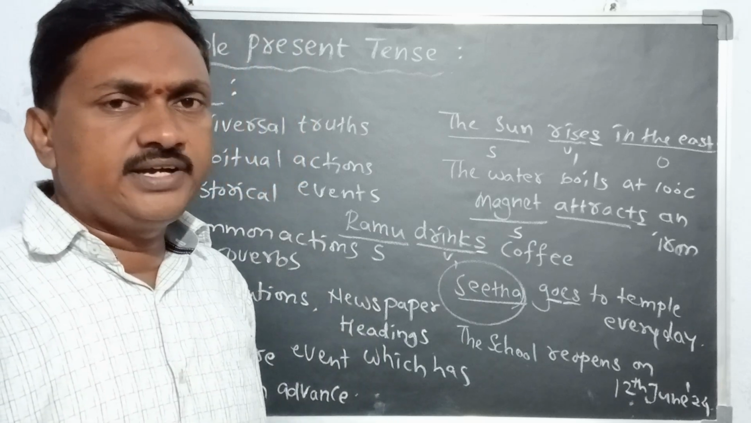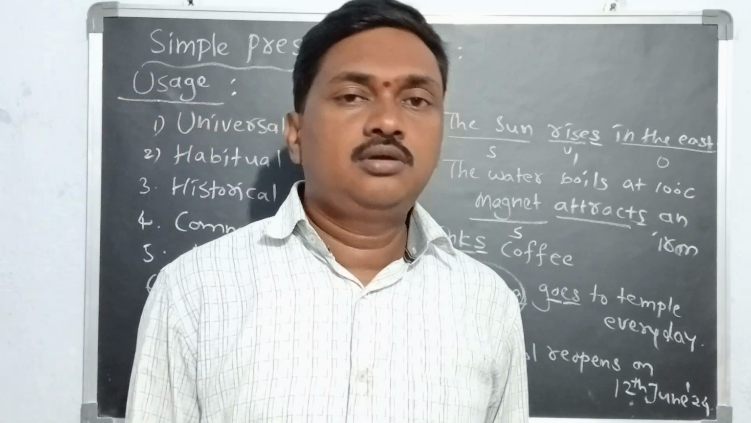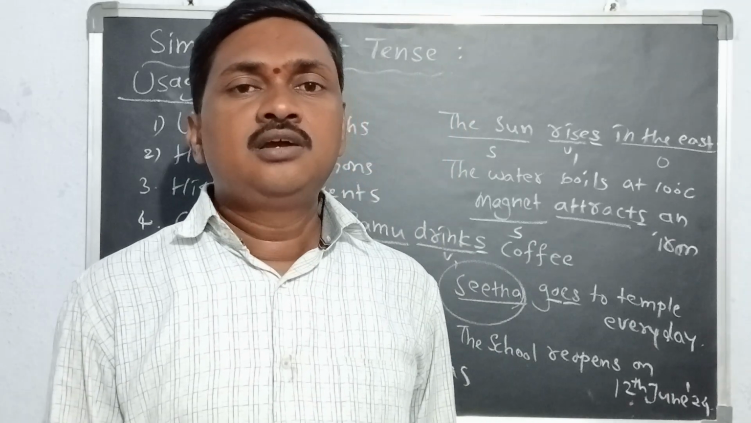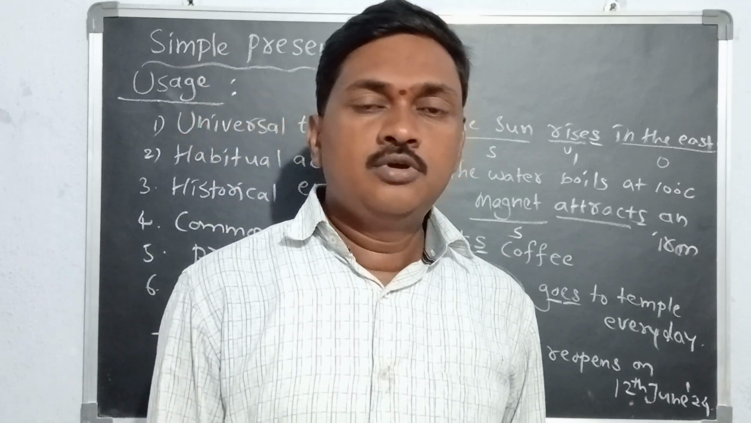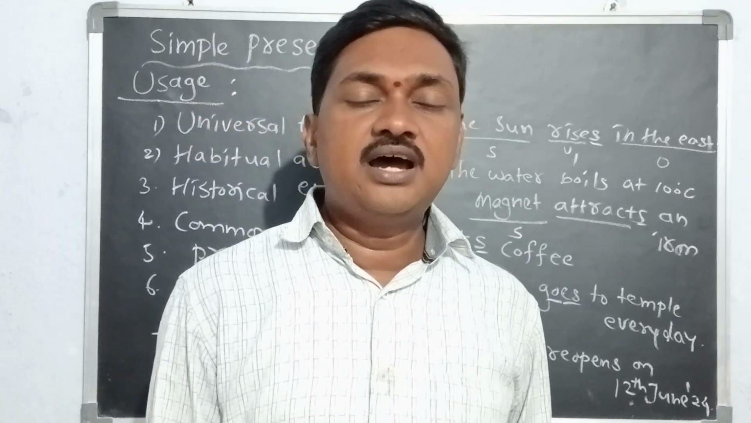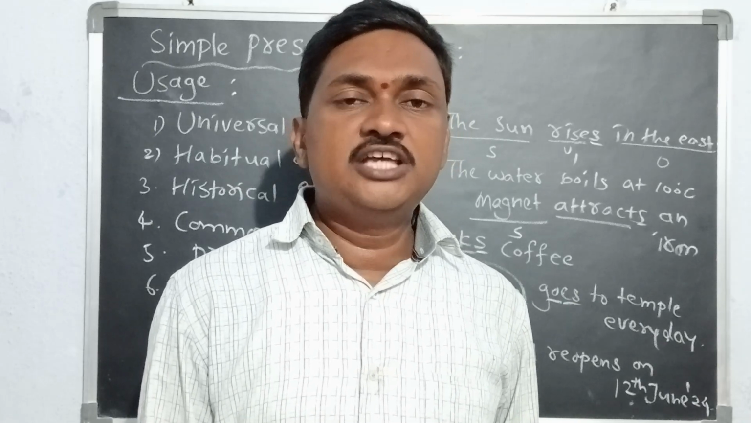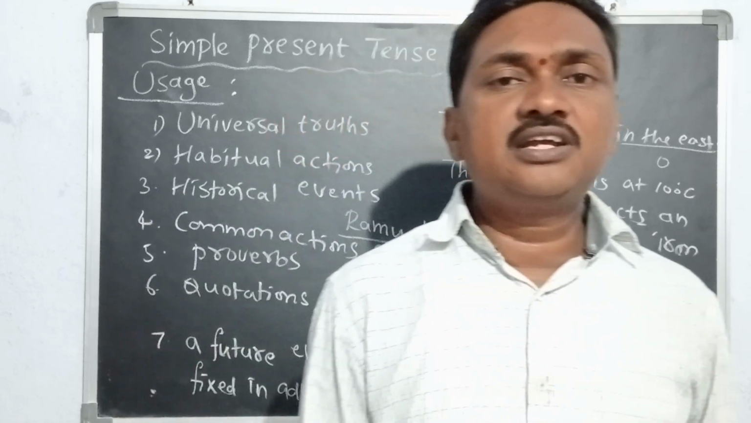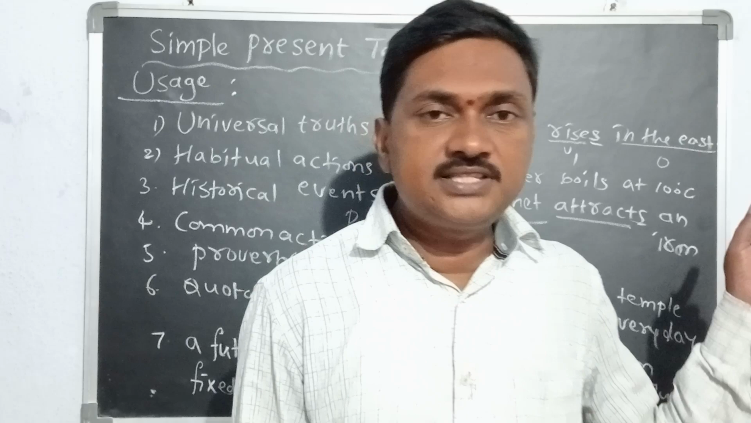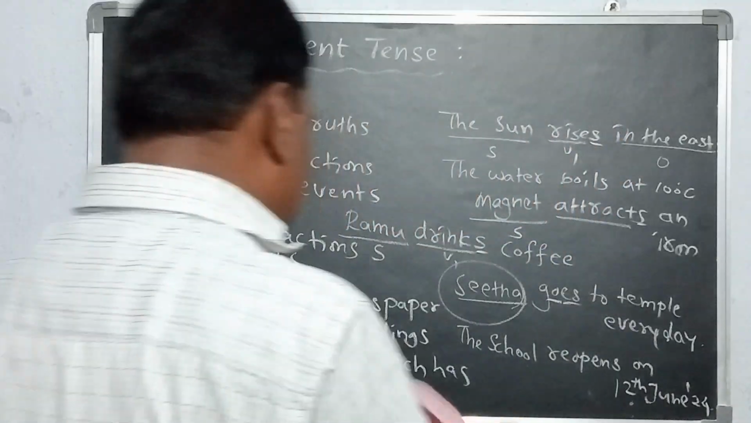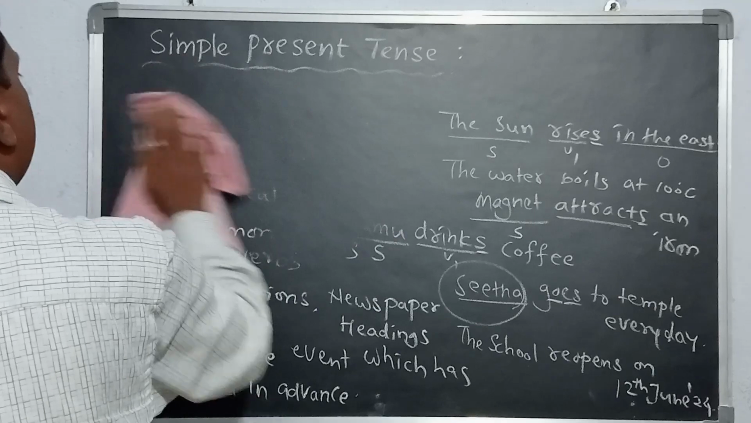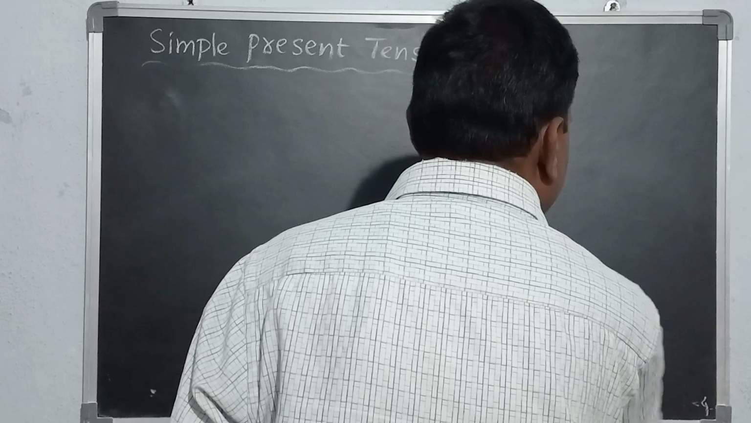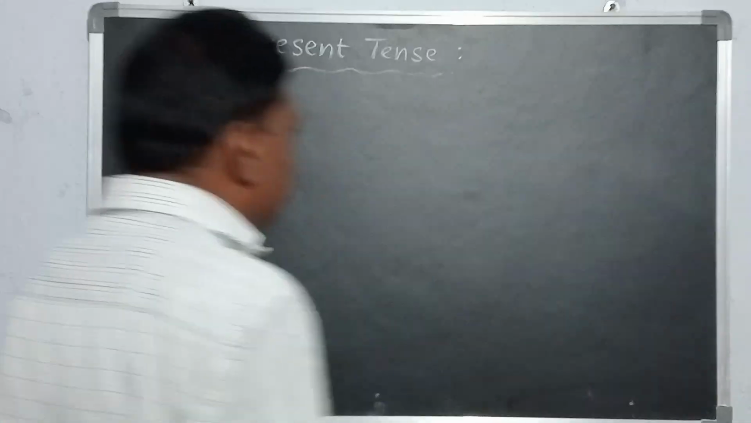Okay, when should we use simple present tense? To denote universal truths, habitual actions, historical events, common actions, proverbs, quotations, newspaper headings, and a future event which has been fixed in advance. What is the sentence structure of simple present tense? Subject, verb 1, object. Now this is the usage. Now keywords. What are the keywords generally we use in simple present tense?